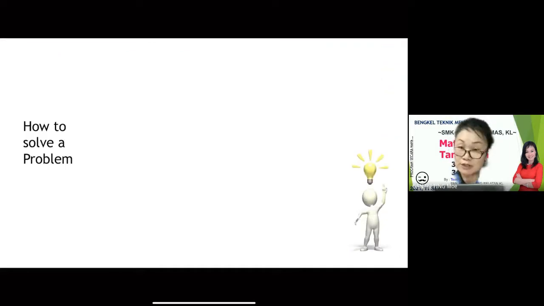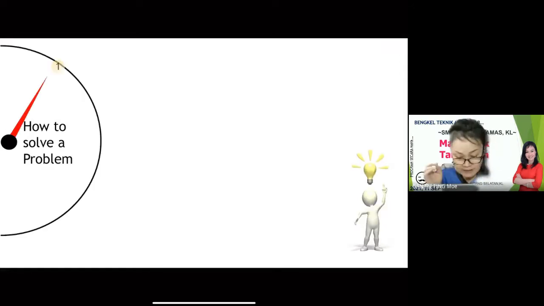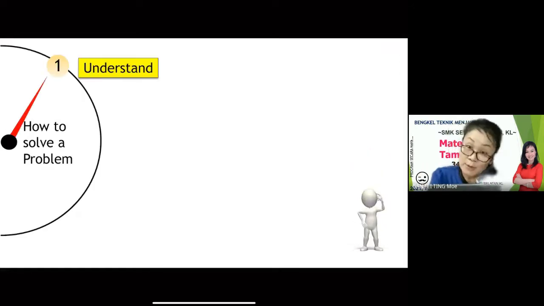How do you solve a problem? This is when I gave you the cover of the MX for Form 4 and Form 5. I did ask a question: how do you solve a problem? This is to make sure that you have enough time to solve your exam paper. First of all, you read the question. You have the question in front of you. When you read, you try to understand the question.